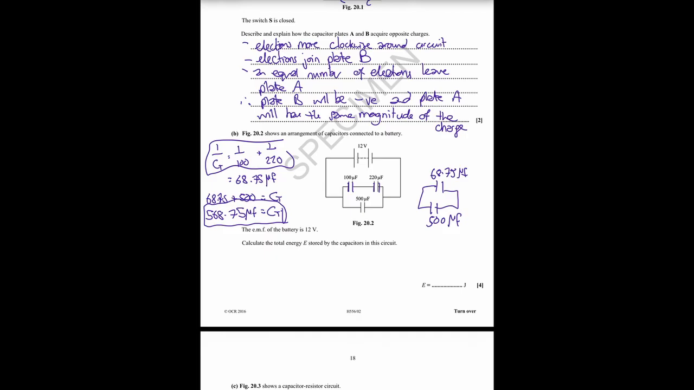Okay, so now what am I looking for? I'm looking for energy. I've been given the voltage, and I've got the capacitance. What's the formula that links energy and voltage and capacitance? I know that energy is equal to a half CV squared. That's the one that's got all of them in there. A half is a half. The total capacitance I've just worked out is 568.75, but it's microfarads. Micro means 10 to the minus 6. And then voltage is 12. I put this in the calculator, and the answer is 4.1 times 10 to the minus 2.